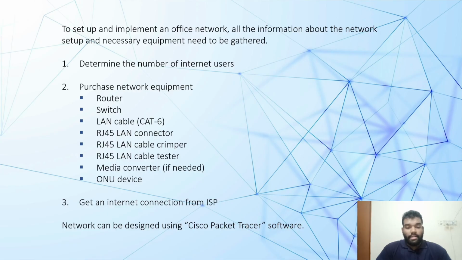LAN cable, Cat6 cable which is a twisted pair cable, RJ45 LAN connector to connect the cable with devices, RJ45 LAN cable crimper which is a tool used to connect the connector with the Cat6 cable, RJ45 LAN cable tester which can test if the cabling is right or not, media converter if needed, and ONU device which will be provided by the internet service provider.